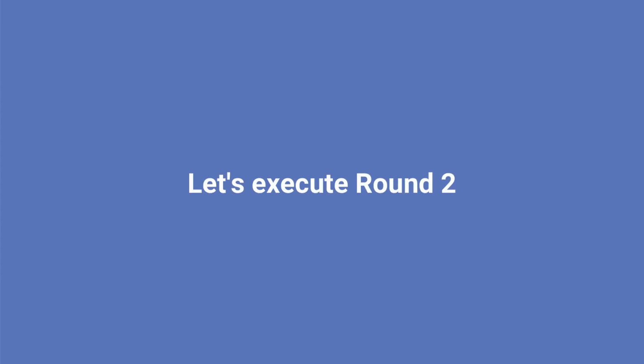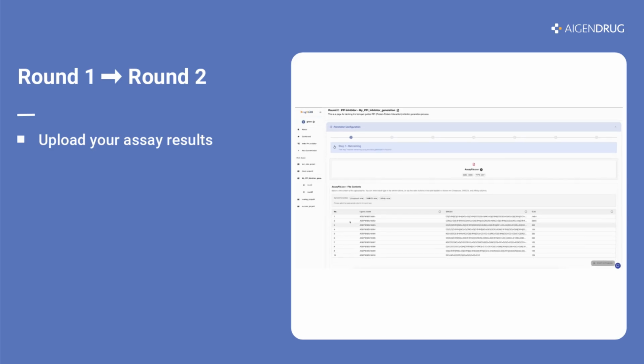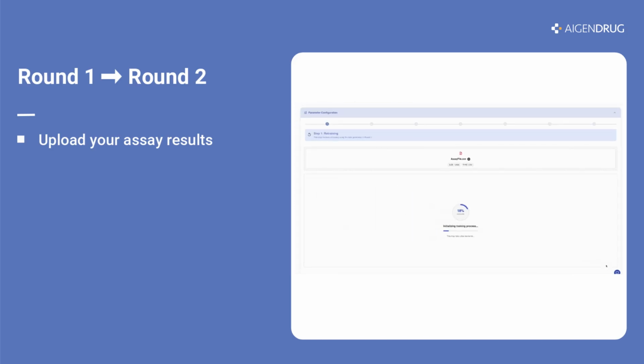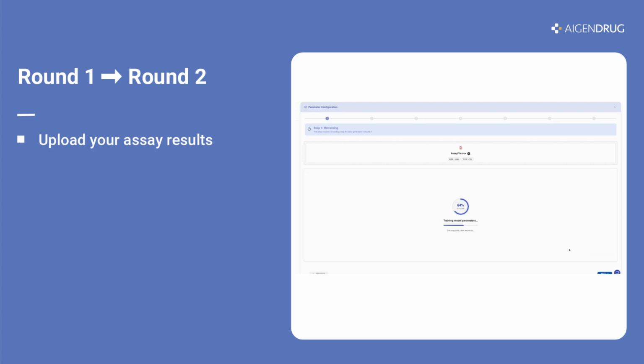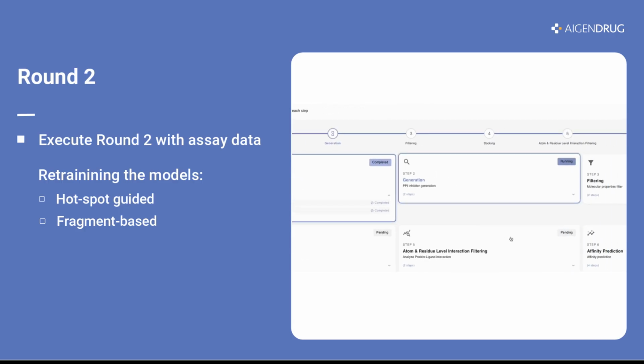Let's execute round 2. To get round 2 started, you can simply upload your assay data from round 1. With new assay data from round 1, molecule generation in round 2 is further guided. First, hotspot-guided molecule generation can utilize the embedding space so that more likely active molecules are determined in the embedding space. For fragment-based molecule generation, more refined substructures or fragments are used to generate new molecules.